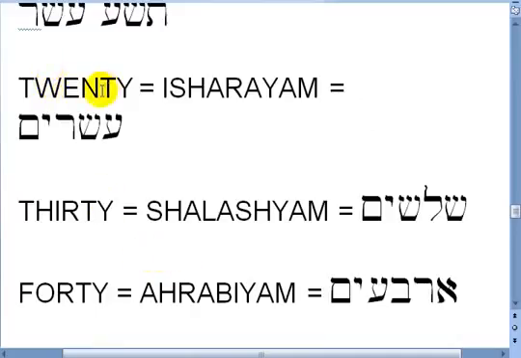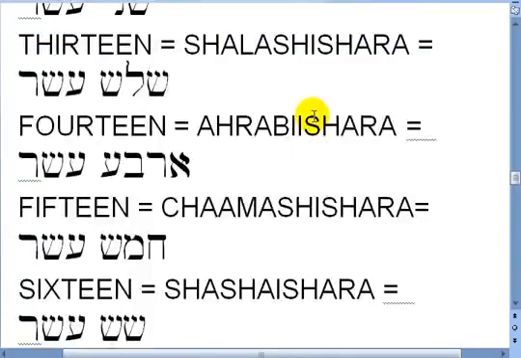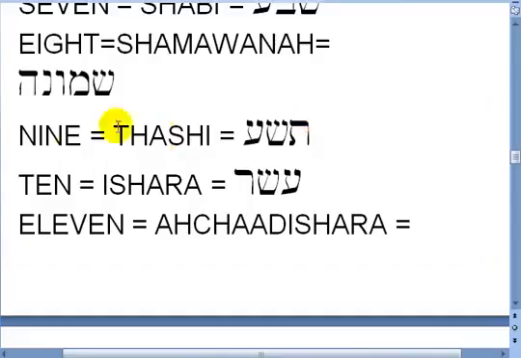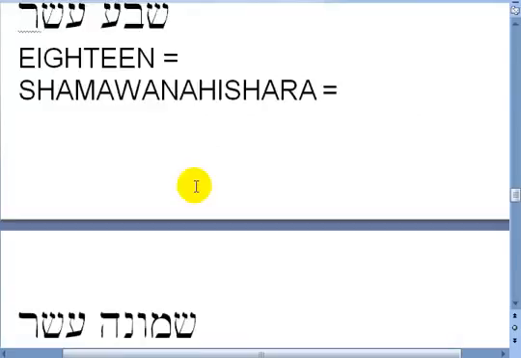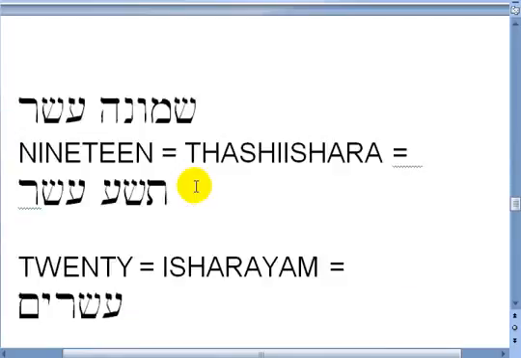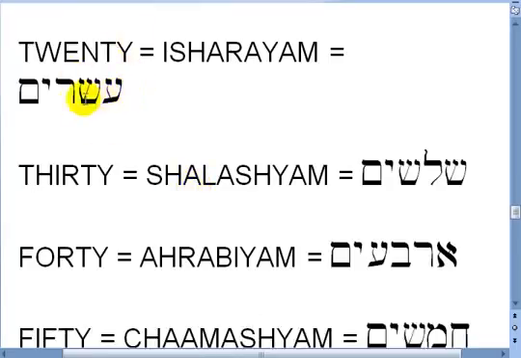And then you got 20, which is Aisharium, which is basically 10 with a yum at the end, which makes it plural. I'll go back up here and show you the 10. 10 is Aishara, right? 20, where are we? Right here. 20 is Aisharayum.